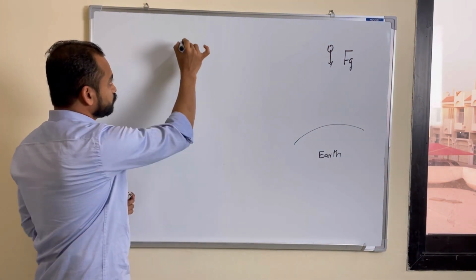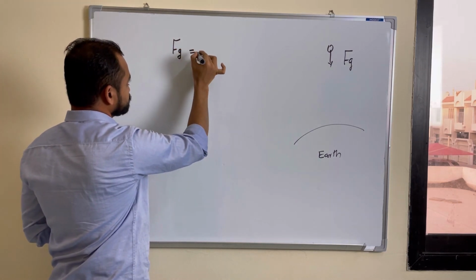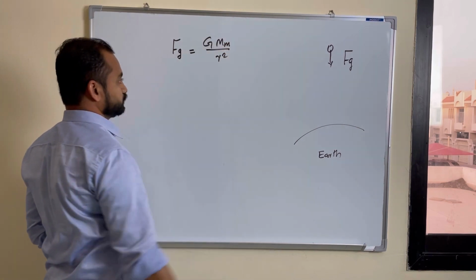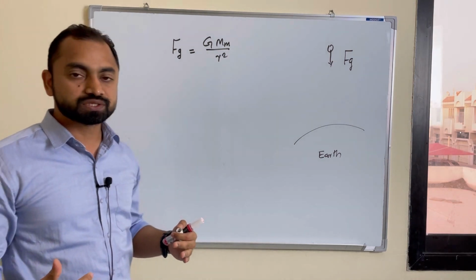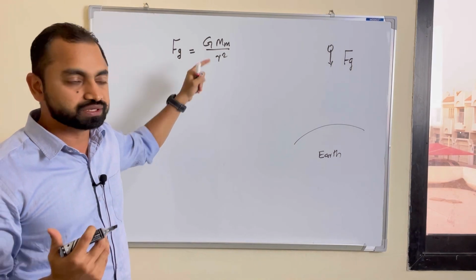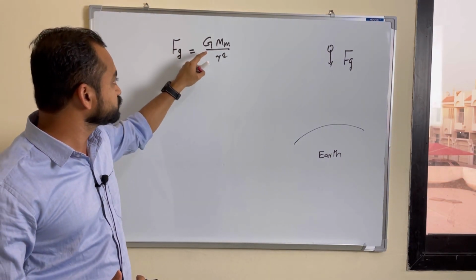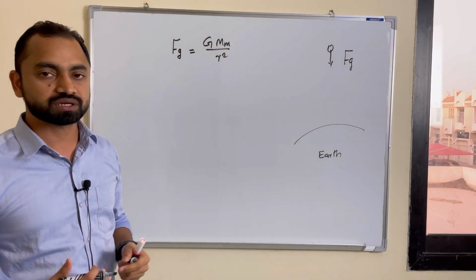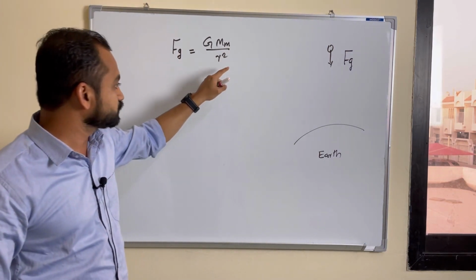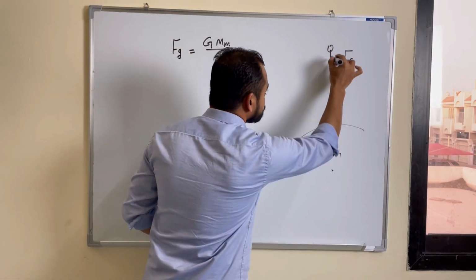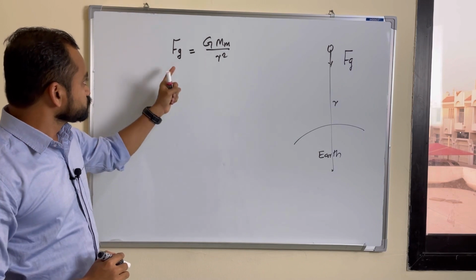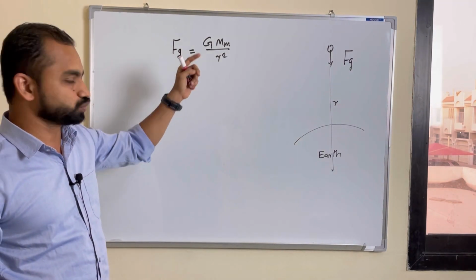By Newton's law of gravitation, the force of gravity is equal to G multiplied by M into m divided by r squared. Here Fg represents the force of gravity, and capital G represents the universal gravitation constant, so its value is a constant. Capital M is the mass of Earth, and small m is the mass of the ball, and r is the distance from the center of Earth to the center of the ball. So the force of gravity is given by this equation.